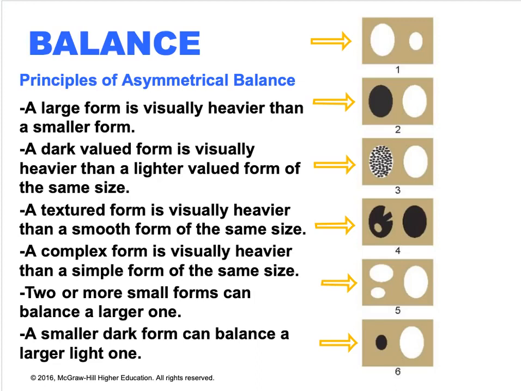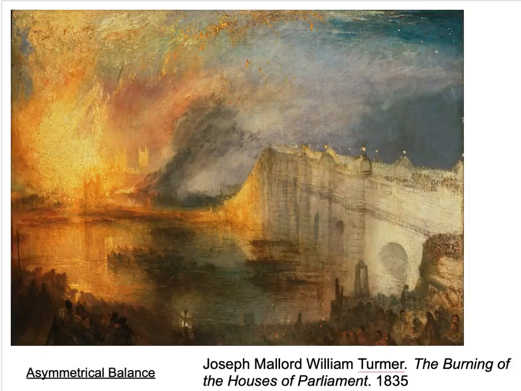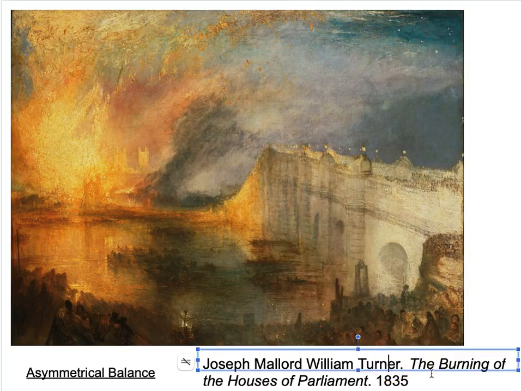The next one is Joseph Mallord William Turner's The Burning of the Houses of Parliament, 1835. And this is an example of asymmetrical balance, where it's not the same on both sides. I want you to take a moment and study this and see if you can figure out why it still feels balanced, still feels okay weight-wise, even though it's so different on one side versus the other.